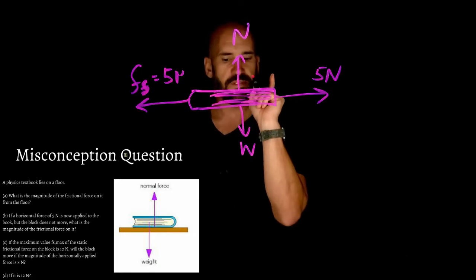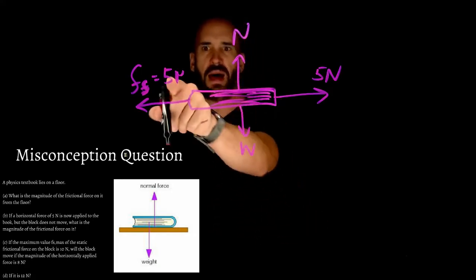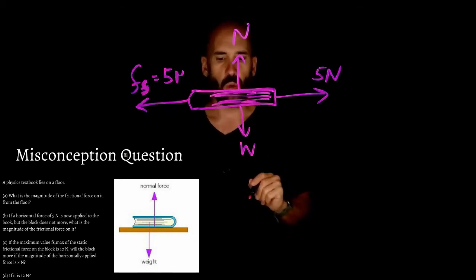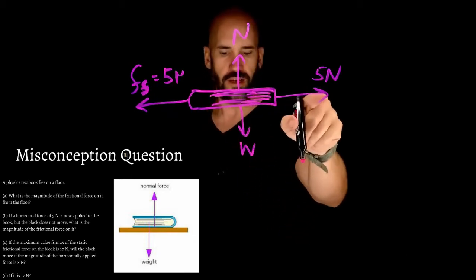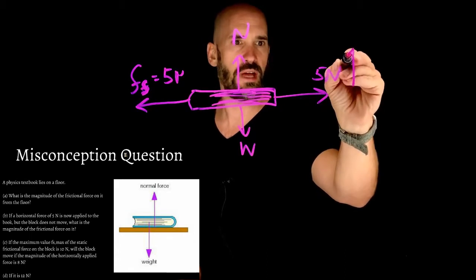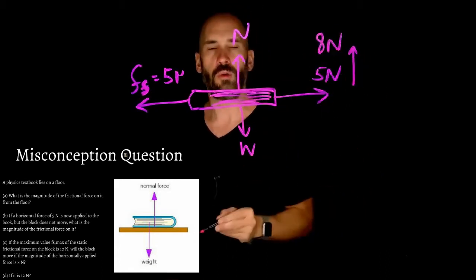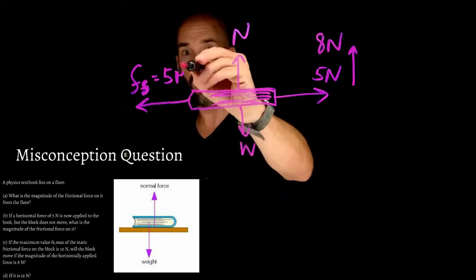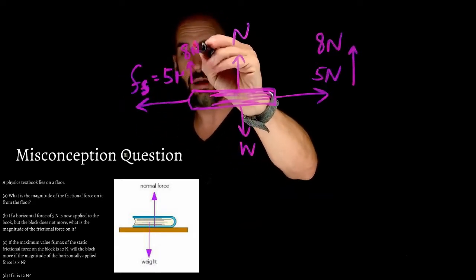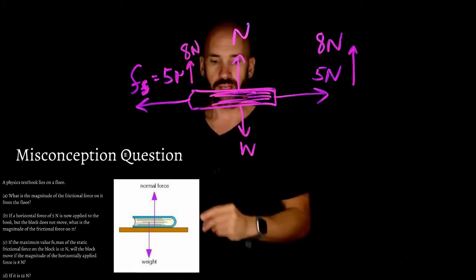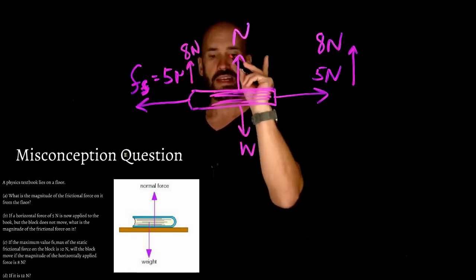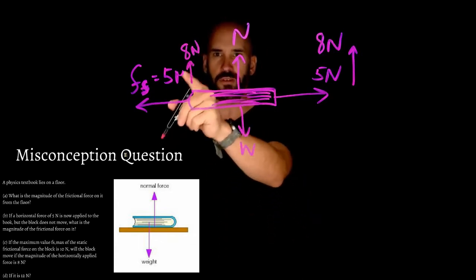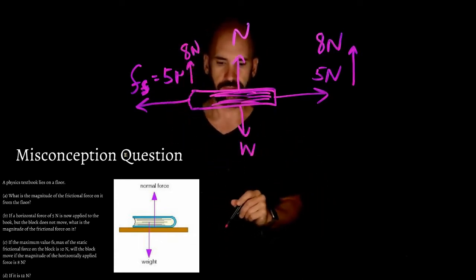Now it says if the maximum value of F_s possible, the max this could possibly be, is 10 newtons, will the block move if the magnitude of the applied force is moved up to 8? Well, if this moves up to 8, the frictional force will also move up to 8. And is it allowed to go up to 8? Yeah, it can go up to 10. So it still won't move in that case, and the magnitude of the frictional force will still be 8 newtons.